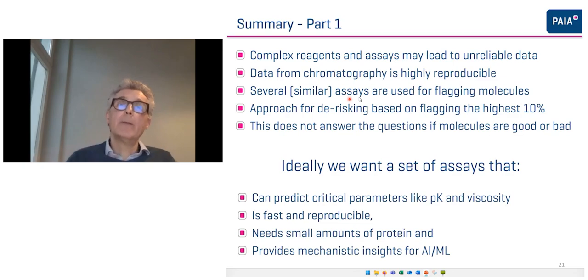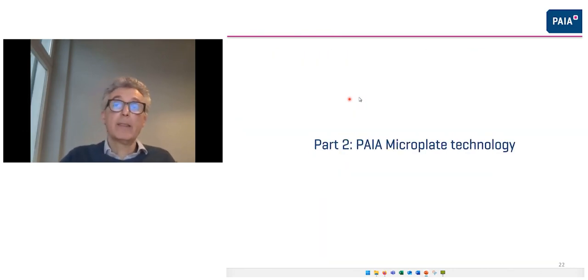So what we ideally want is to have an assay set that lets you predict those critical quality parameters for PK and viscosity. We want to have fast and reproducible assays. We don't want to spend a lot of material on those assays because we want to look at a lot of different parameters, ideally. And it would also be nice if those assays are so precise and defined that they allow us to get some mechanistic insights into what is really going on in the assay, so that we can feed this into models. And we at PAIA think that with our technology, we can contribute to this goal.